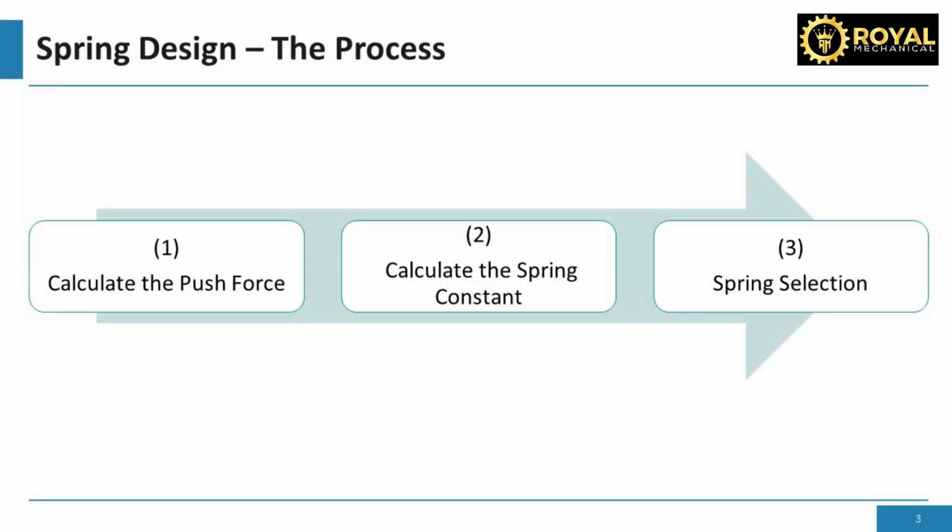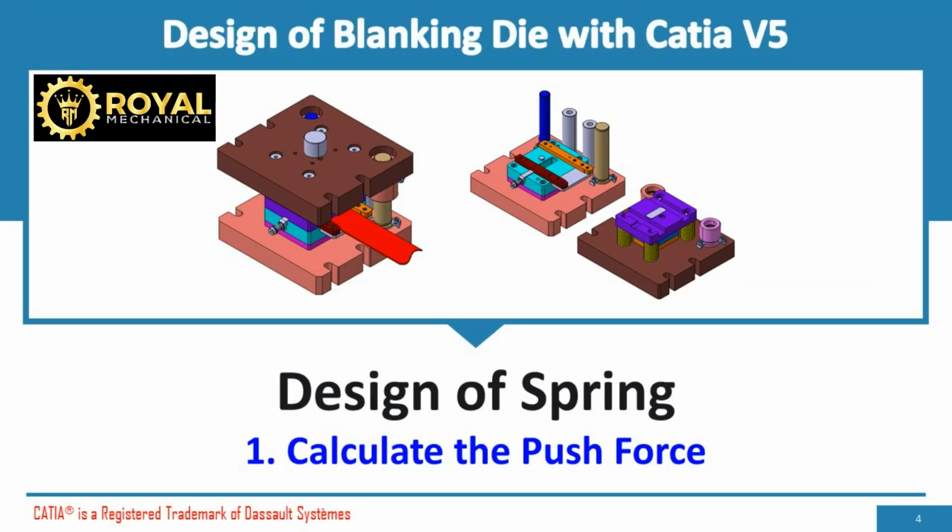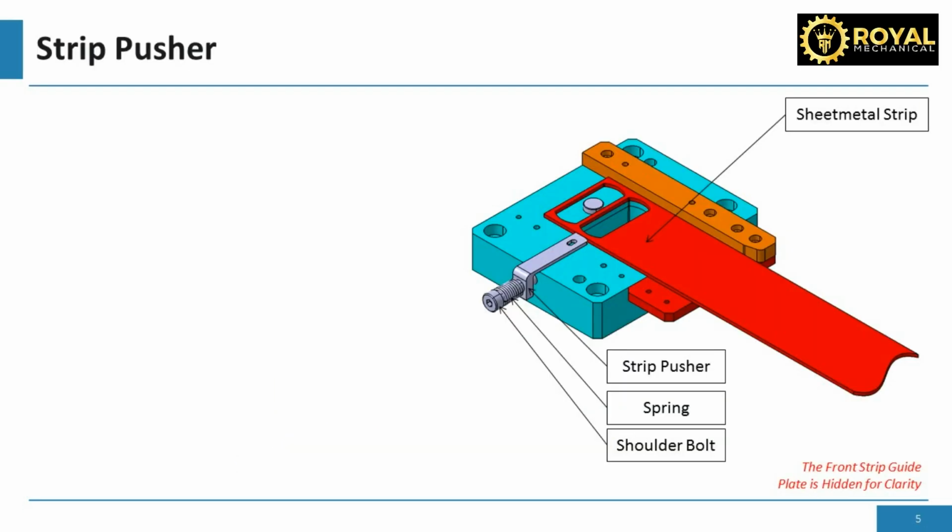Spring design is a three-step process. In step 1, we shall calculate the push force. In step 2, we shall calculate the spring constant. In step 3, we shall select the spring. Let's get started with step 1, we shall calculate the push force. You see on the screen, the strip pusher mechanism used to push the strip against the rear strip guide plate. A certain amount of force is required to push the strip. Let's call this force the push force.